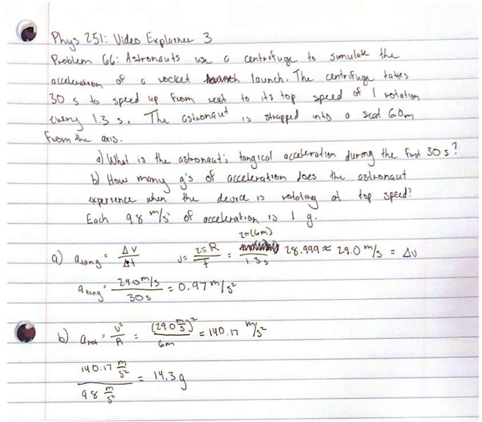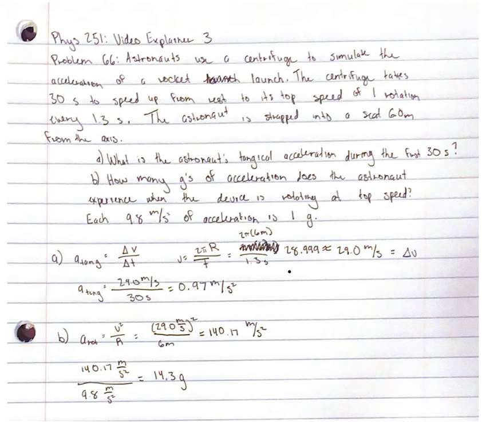But we still need to solve for the change in velocity, and to do this, we know that velocity is equal to 2 pi r divided by the time. When we do this, we get 2 pi times 6 meters, which is our radius, divided by the amount of time it takes for a rotation, which is 1.3 seconds.